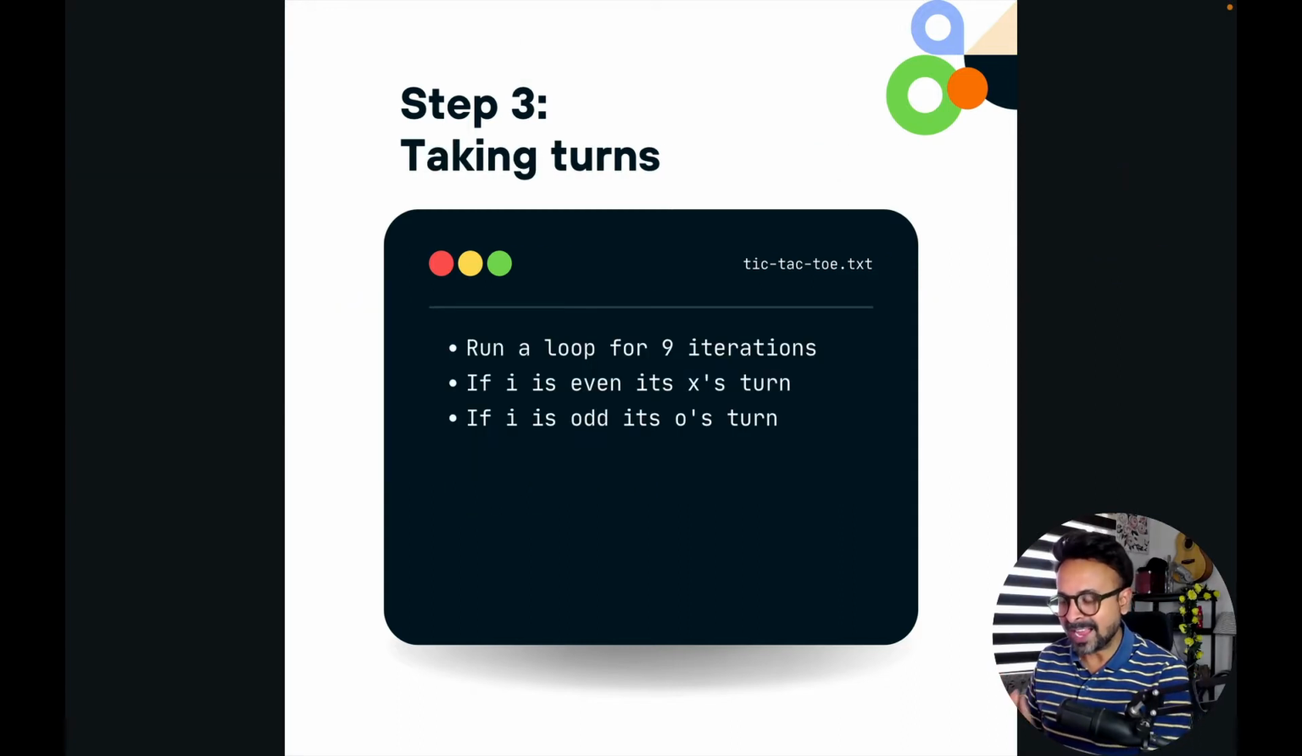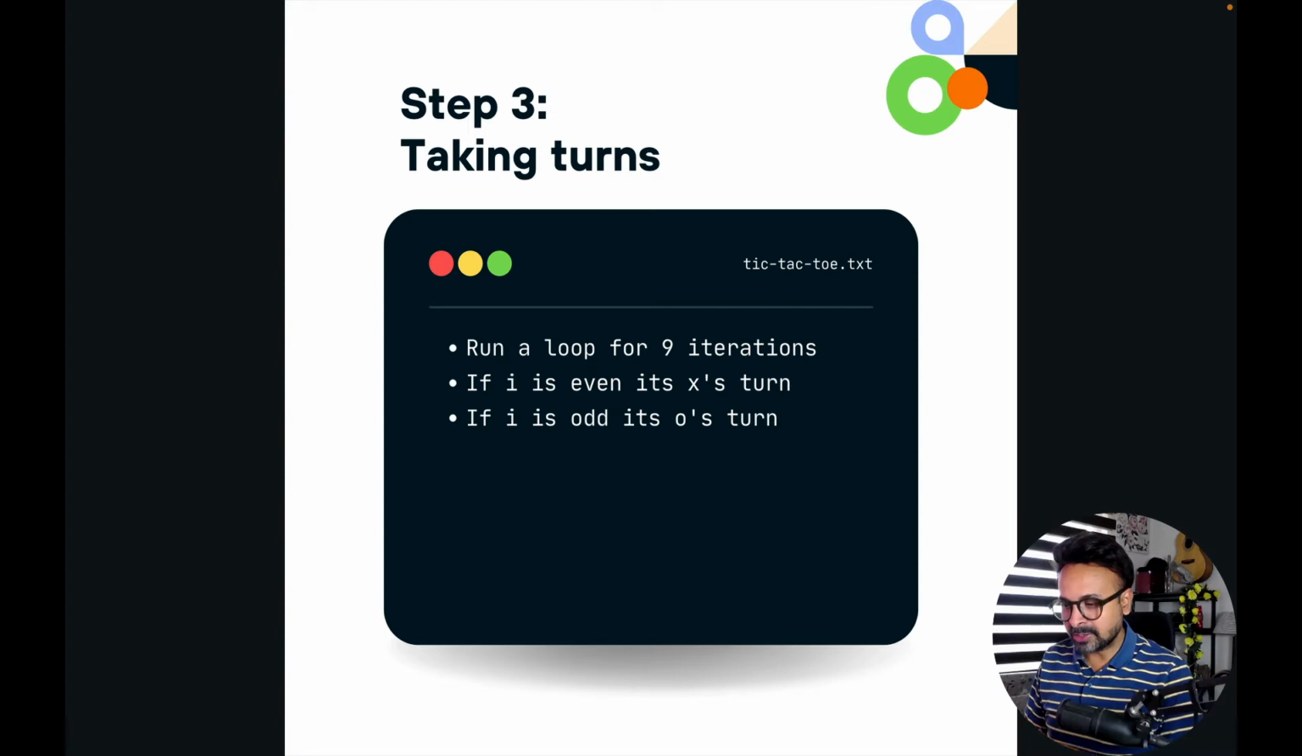Okay, welcome back. Moving on to step 3 of the game, where we are going to take turns. Now the game is really going to come up, where we're going to have two different players. Those players, in tic-tac-toe, are X and O. So they're going to take turns. So we need to write the logic, we need to create a step where players are going to take turns.